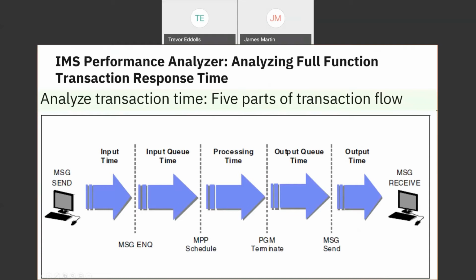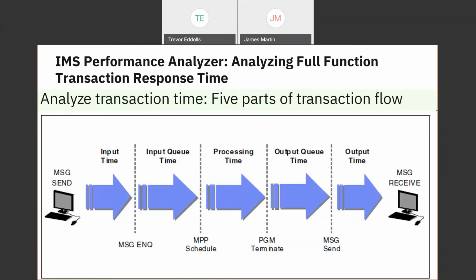So when we talk about analyzing full function transaction response time, or even fast path transaction response time in IMS, this is really what we're talking about: the 5 parts of the transaction flow into IMS. That's the input time, and then the input queue time, which is the amount of time that the request spends in the queue waiting for the 31 record, the get unique record. That means we have now scheduled that particular transaction for work.